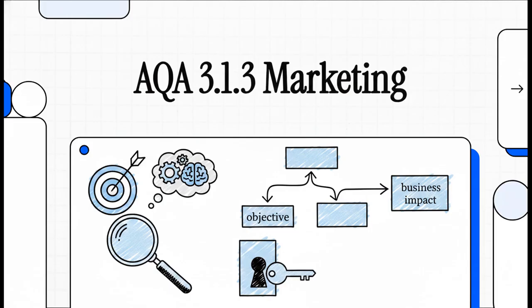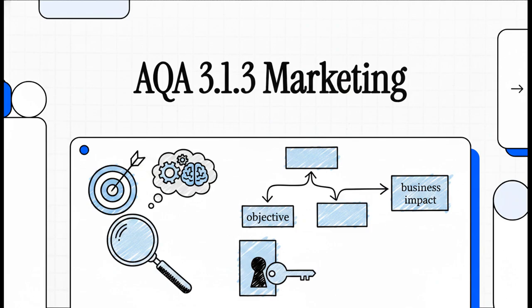Now, our goal today isn't just to memorize a bunch of facts. We really want to deeply understand the strategic intent behind marketing decisions, how they're influenced and how they ripple out to affect the entire business. So we're going to lock down those precise definitions you need and practice building those analytical chains of reasoning that absolutely secure the top marks.